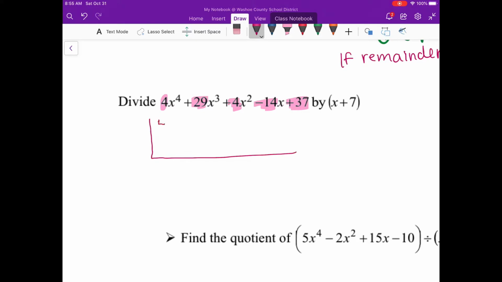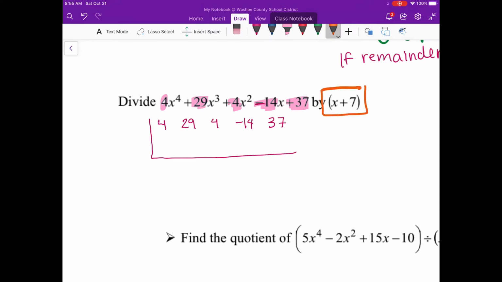So these are the numbers that are going to go in my division. Those numbers are going to be the top numbers. These are the coefficients. So 4, positive 29, positive 4, negative 14, you want to bring that sign with you, and positive 37. So that's how I determine which numbers are going to go above there based on my coefficients for my polynomial.